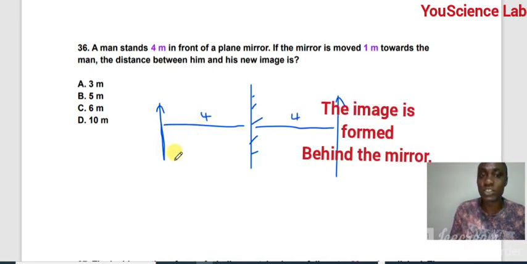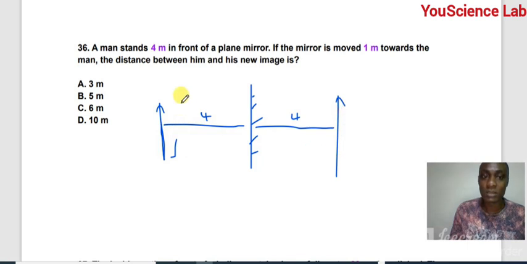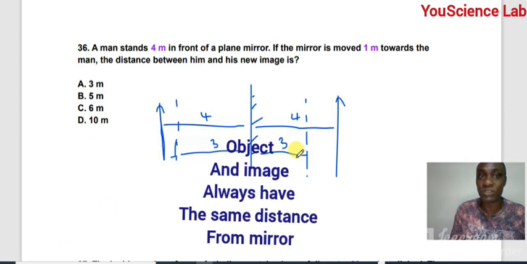Now if I push this man this way, 1 meter this way, then the distance between him and the mirror is going to be 3 meters. Then again, the image is going to move closer to the mirror, 1 meter on this side. So the distance between the mirror and the image is 3 meters. So if you combine the two of them together, that's going to give us 6 meters.